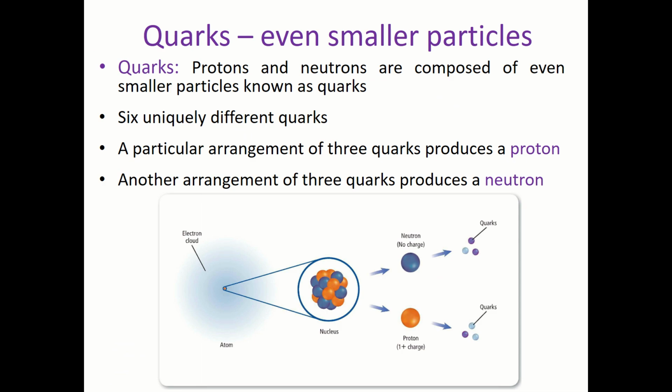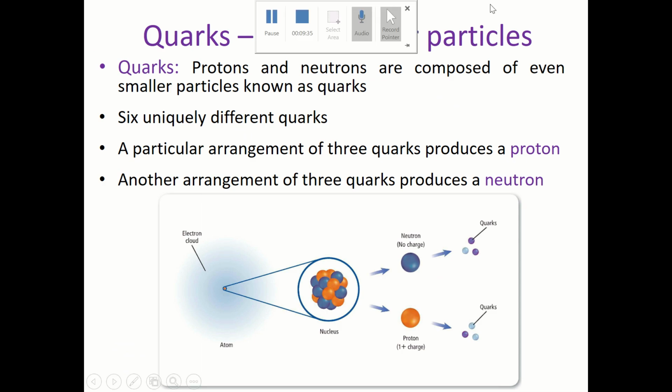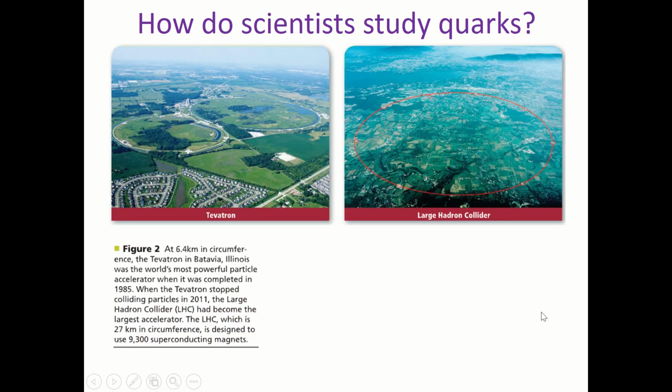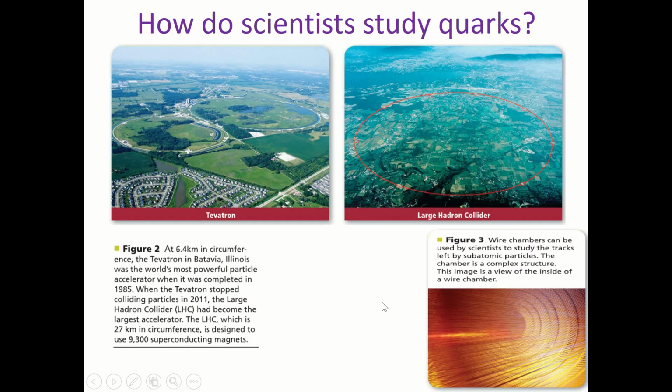So now I have those 6 quarks, as I mentioned, and each proton or neutron is made up of 3 of those quarks. Okay. Now there is something which is called the particle accelerator. And what is a particle accelerator?